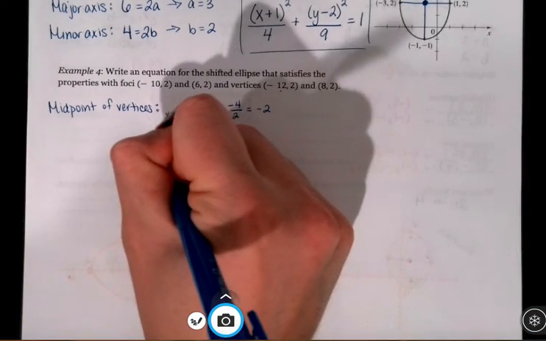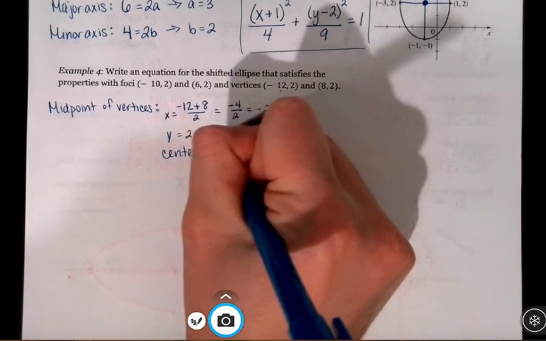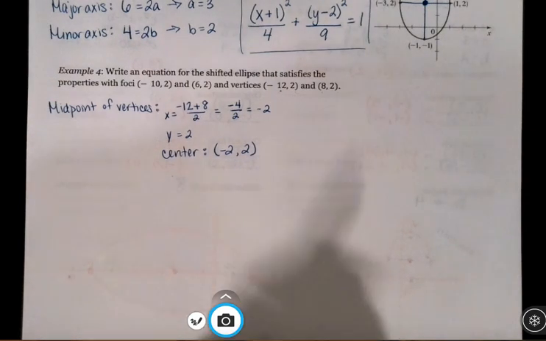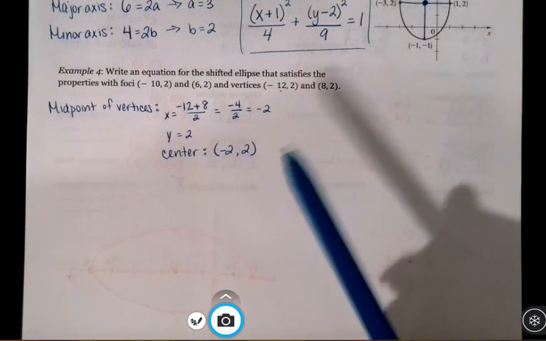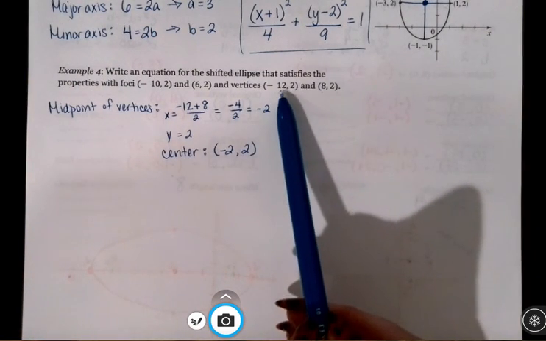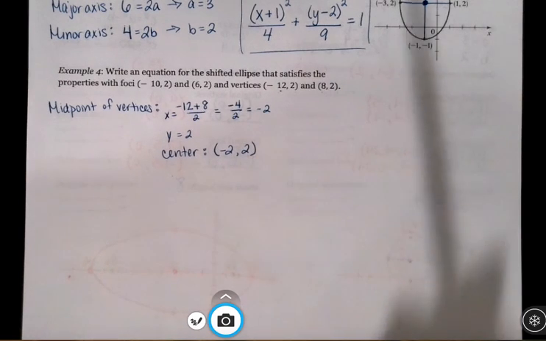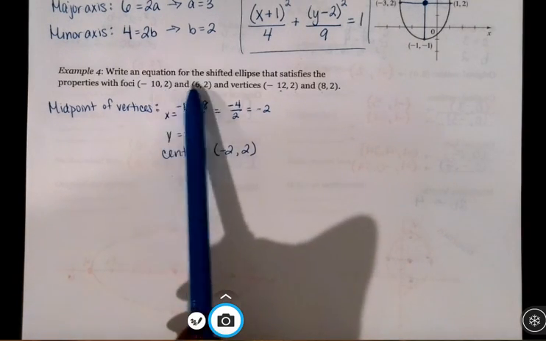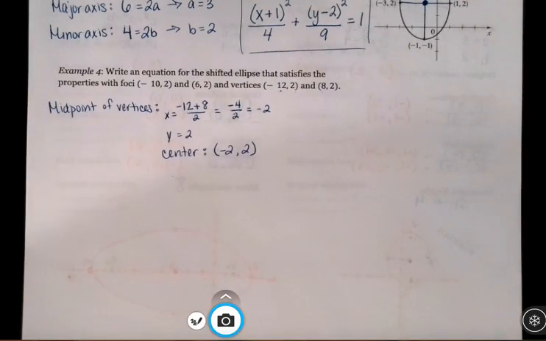So that tells me my center is at negative 2, comma 2. I need this because now I'm going to work backwards, and I'm going to take my vertices. I'm going to subtract my center from it because we're going backwards. We're not adding, we're subtracting to find my original vertices. Same thing with my foci. I take these, I subtract my center from it to find my original foci.